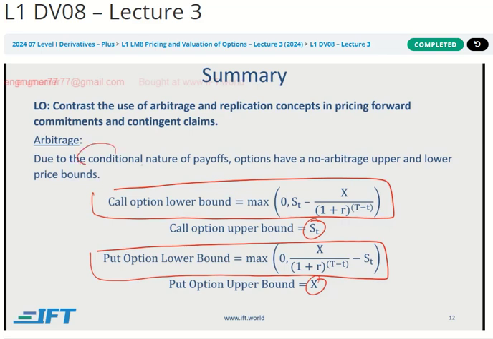And this is because there is a conditional nature to the option payoffs, that they are non-linear, and this is for a call option and this is for a put option. And since they have conditional payoffs, therefore there are no-arbitrage upper and lower price bounds given by the exercise value for the lower bound for each case, and the spot price being the higher bound for the call option, and the exercise price being the higher upper bound for the put option.